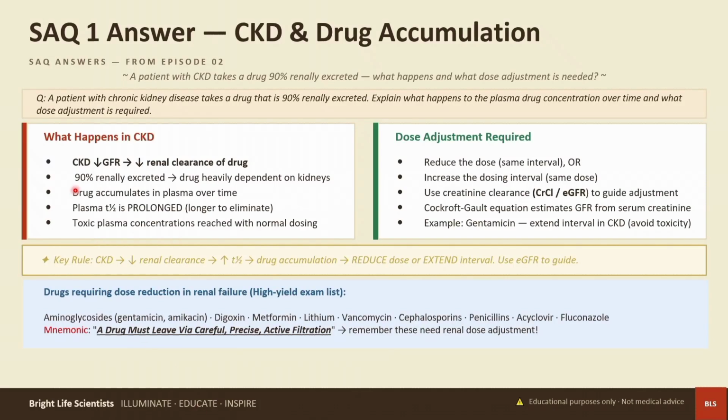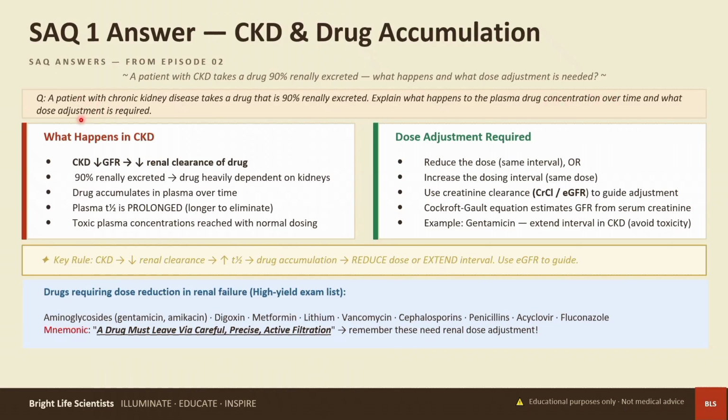Before we dive into today's new content, let's go through the answers to last episode's short answer questions. SAQ 1: a patient with chronic kidney disease takes a drug that is 90% renally excreted. What happens to the plasma drug concentration over time, and what dose adjustment is required?